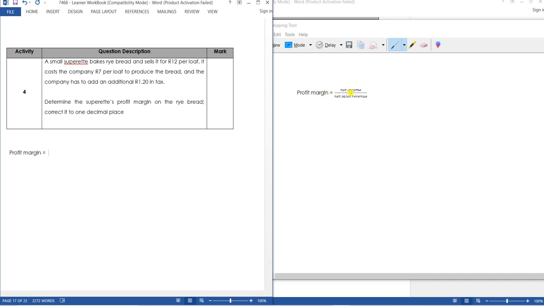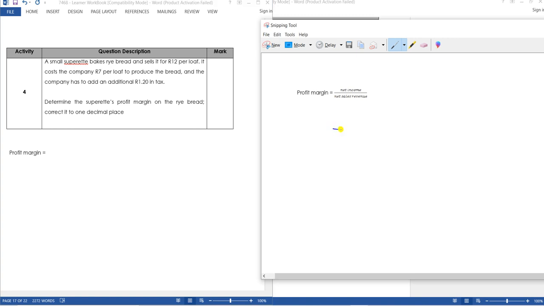You need to use the profit margin formula, which is net income divided by net sales in revenue. So it equals, you take the 12 rand minus 7 minus 120 cents. That will give you the answer, and you have to divide that by 12, and that will give you the answer. So that's how you go about answering this.